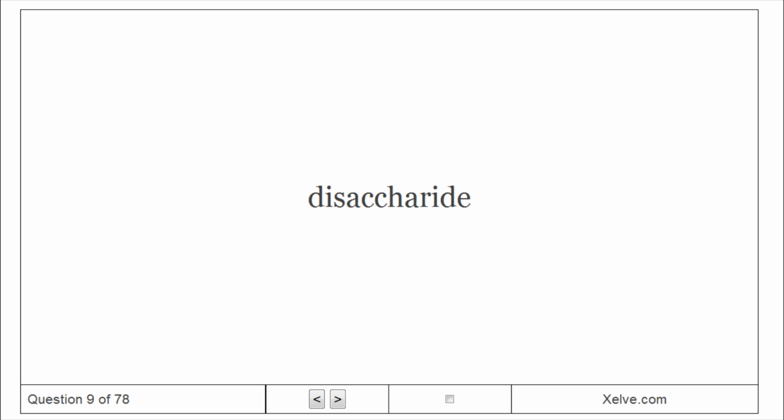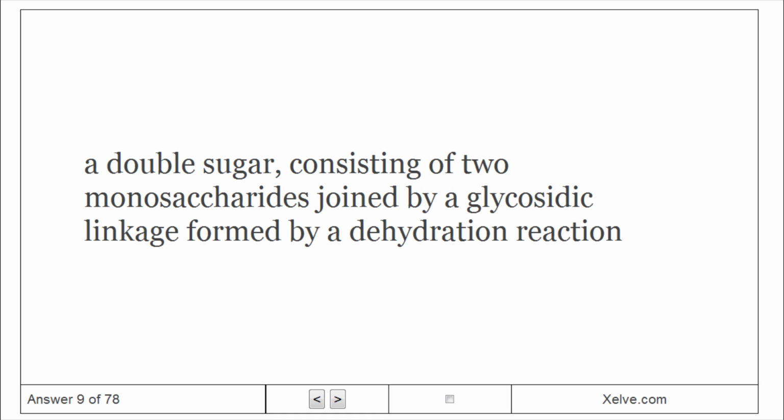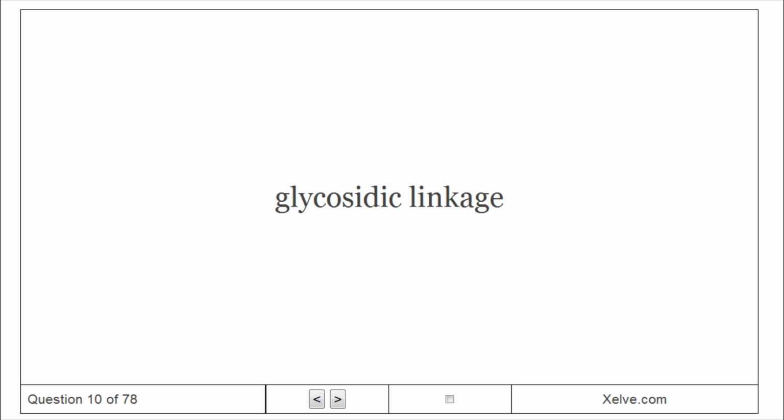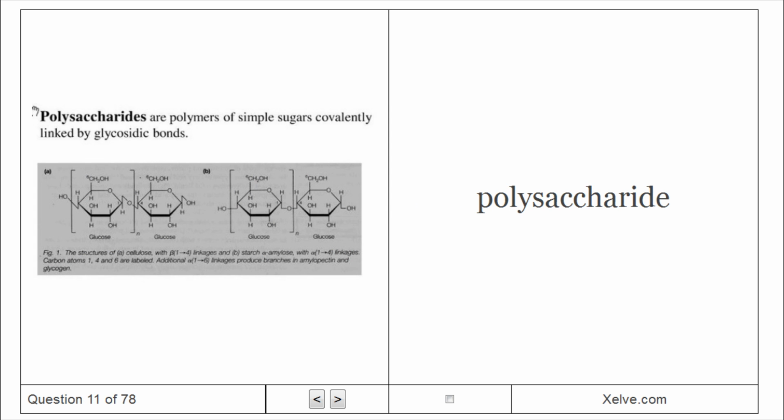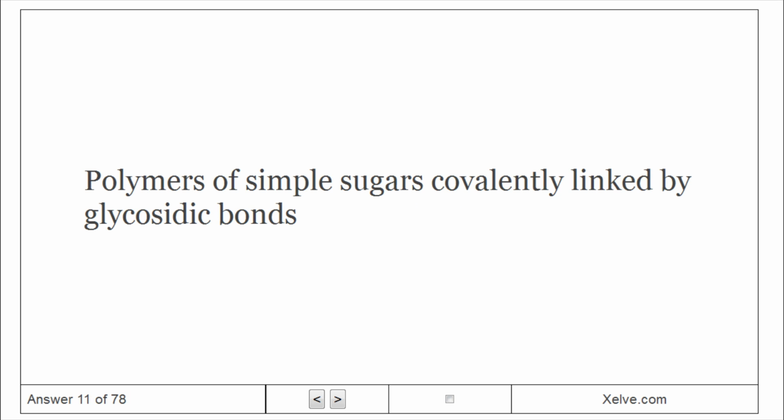Disaccharide. A double sugar, consisting of two monosaccharides joined by a glycosidic linkage formed by a dehydration reaction. Glycosidic linkage. A covalent bond formed between two monosaccharides by a dehydration reaction. Polysaccharide. Polymers of simple sugars covalently linked by glycosidic bonds.